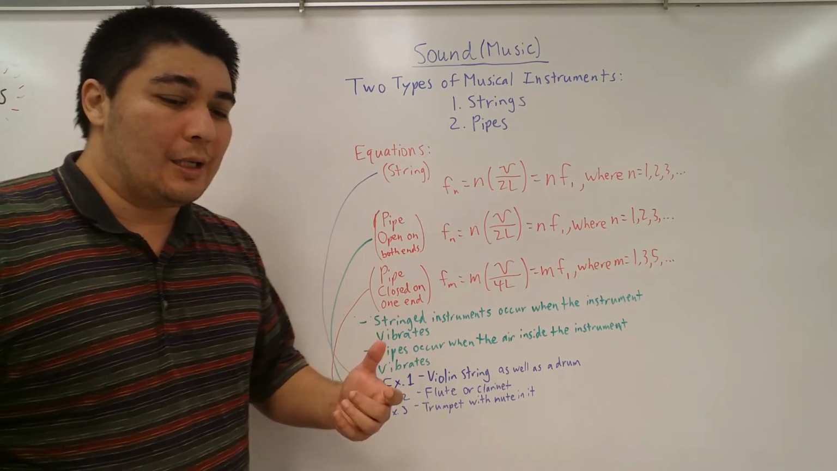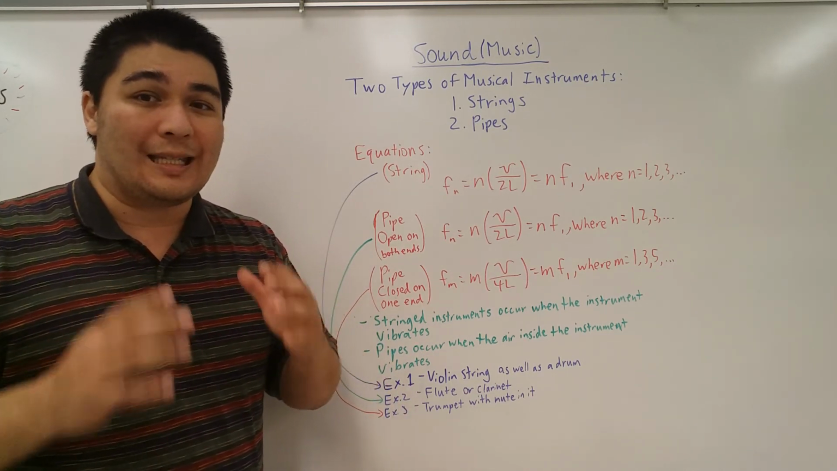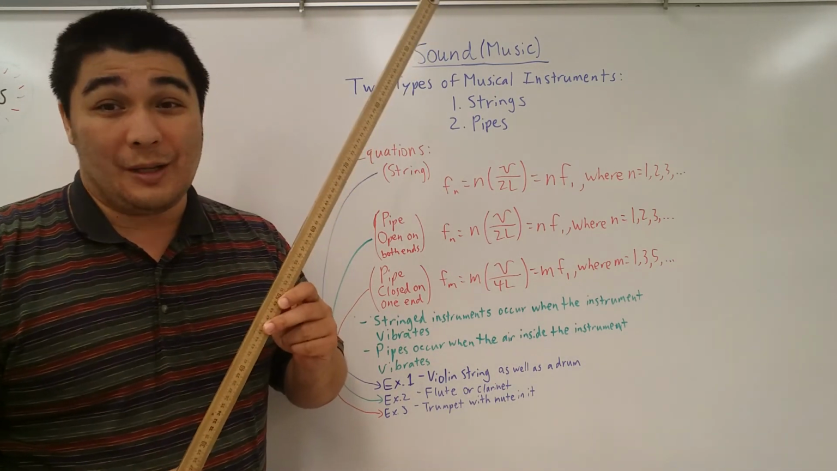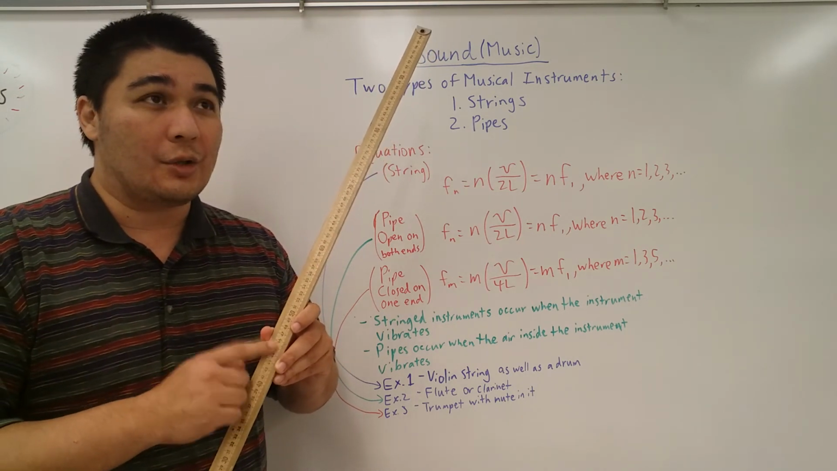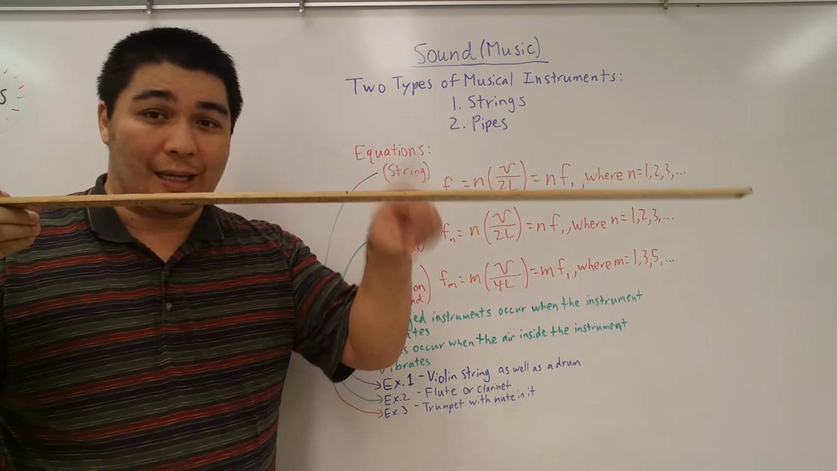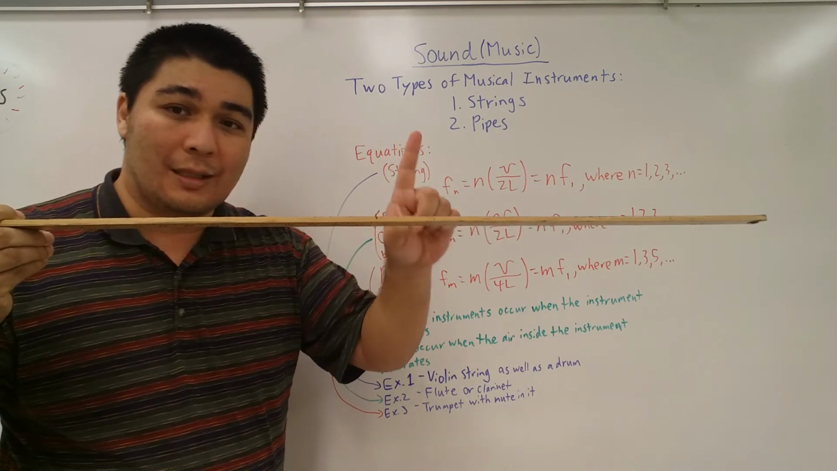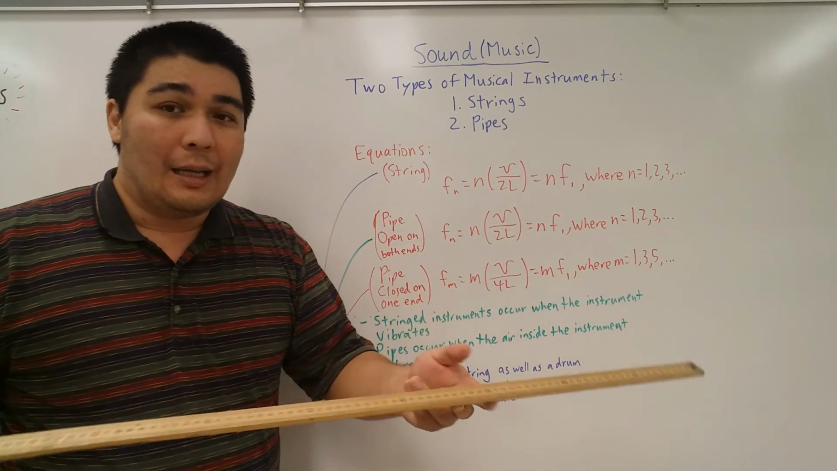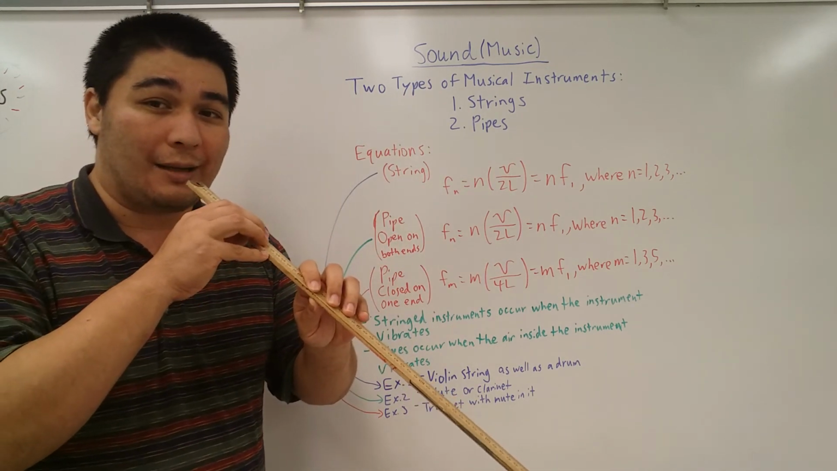So a stringed instrument is when the whole object vibrates, when it is the instrument itself that is vibrating. So I'm going to be using this as my example. This is just a meter stick, so it can't count as both a string and a pipe, but it can be something. So this will definitely be a string, because if I hit it, you can hear a sound coming from it, and that sound is because the meter stick itself is vibrating. Okay. Now, if I were to try to play this as if it was a flute or a clarinet, let's say, right?